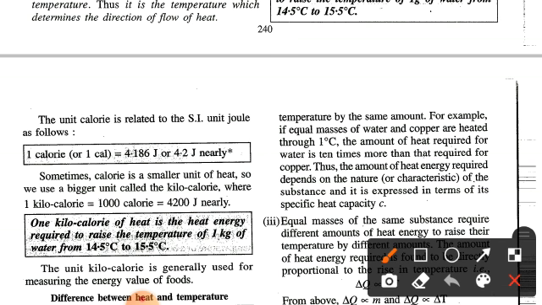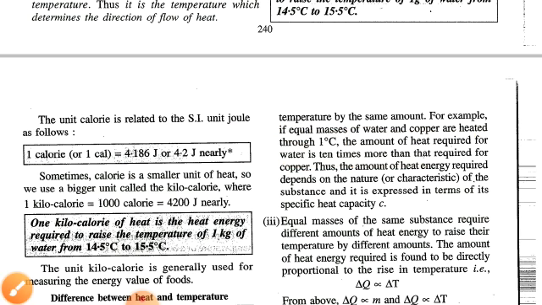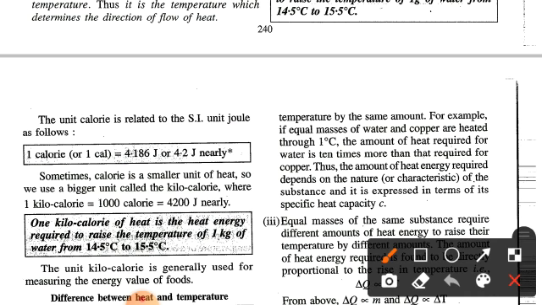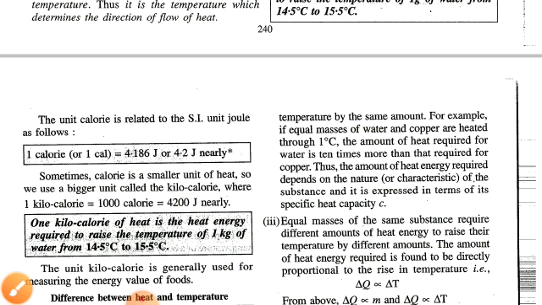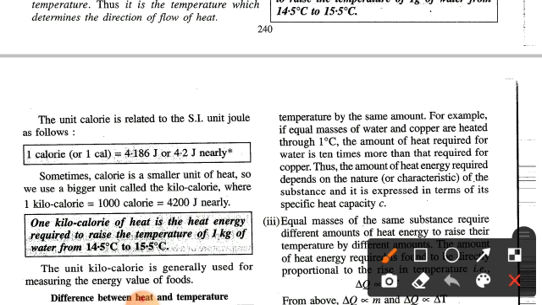For example, if equal masses of water and copper are heated through 1 degree Celsius, the amount of heat required for the water is 10 times more than that required for copper. Clear? Thus, the amount of heat energy required depends on the nature, or you can say the characteristic, of the substance, and it is expressed in terms of its specific heat capacity, which is your small c. Clear? It is not the speed of light. This is specific heat capacity.